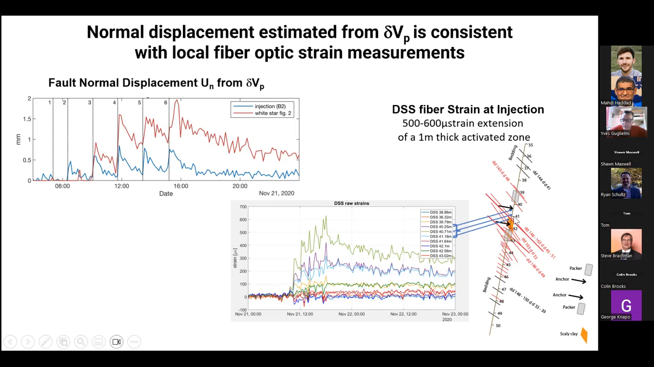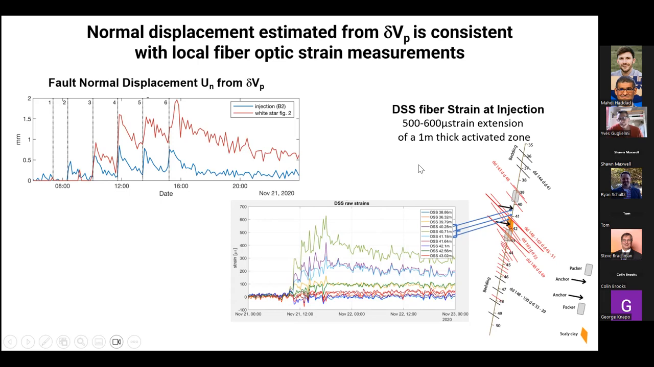This is a DSS strain. Here it's shown at different depths along the injection borehole, and with time. You see that there are three, four curves where there is a large signal, and these three curves span roughly 1 meter length of the borehole. If you take the maximum, you have 500 to 600 microstrains over 1 meter. So it makes 500 to 600 micrometers.